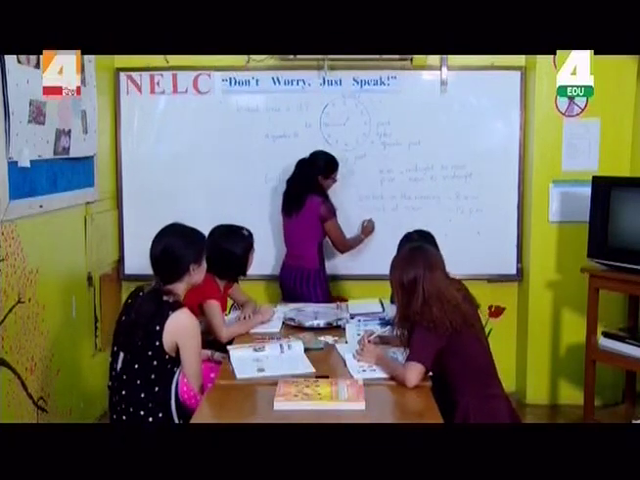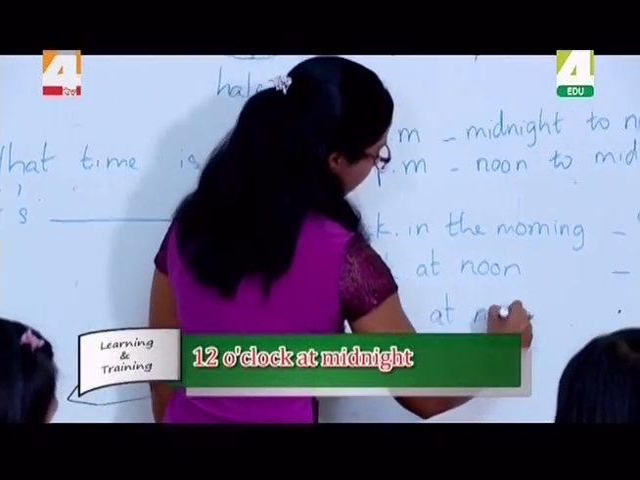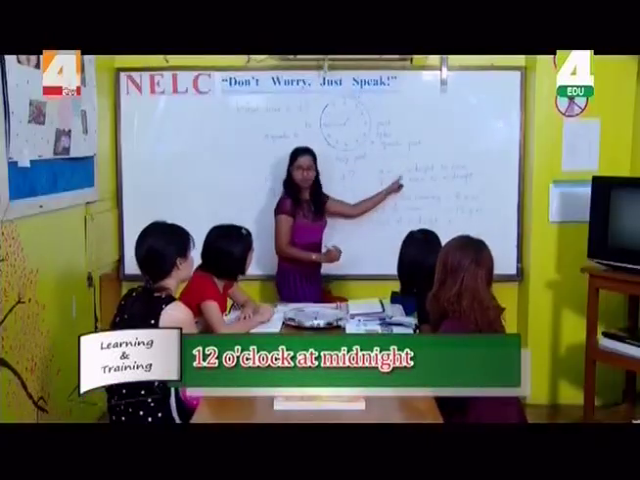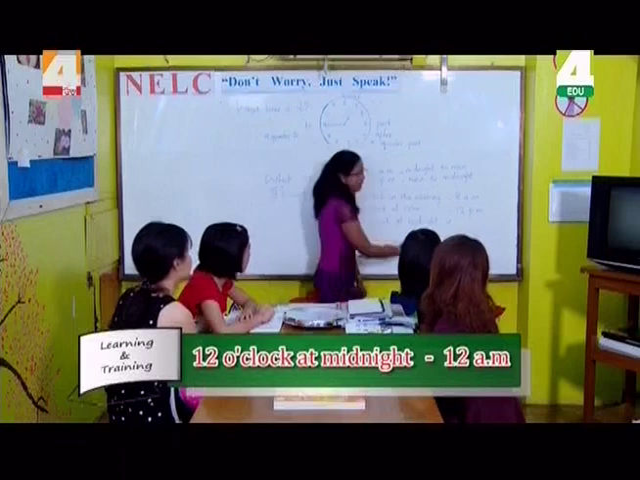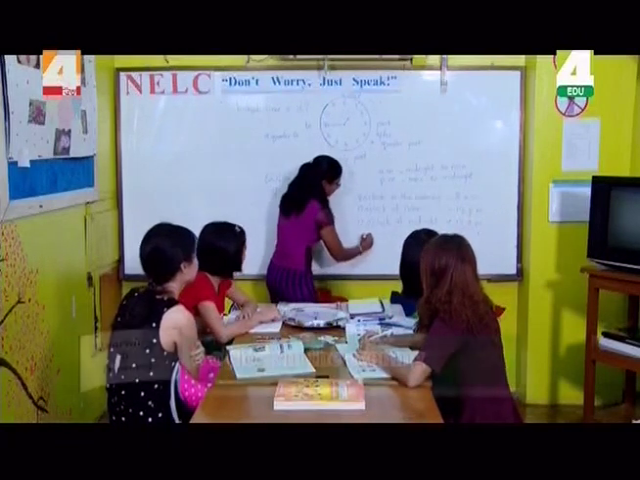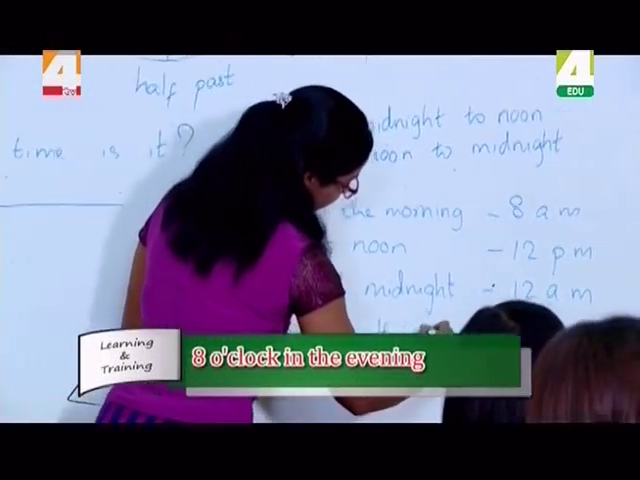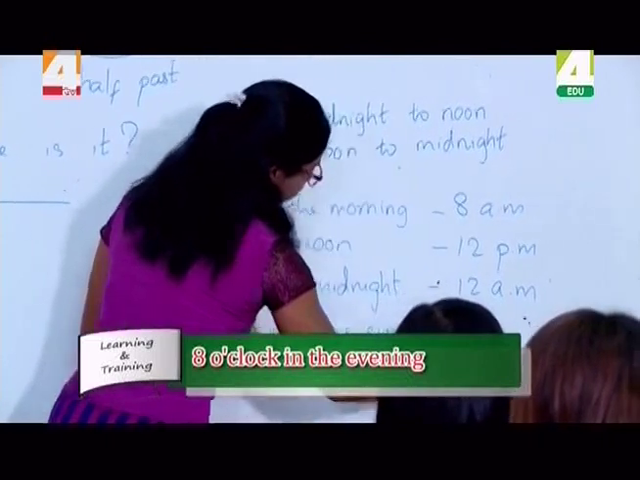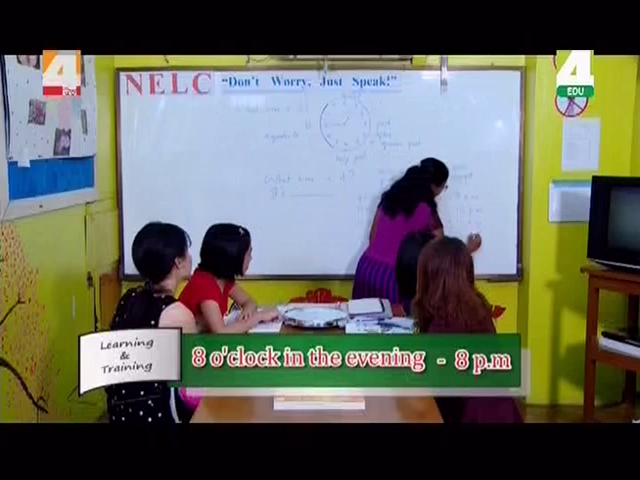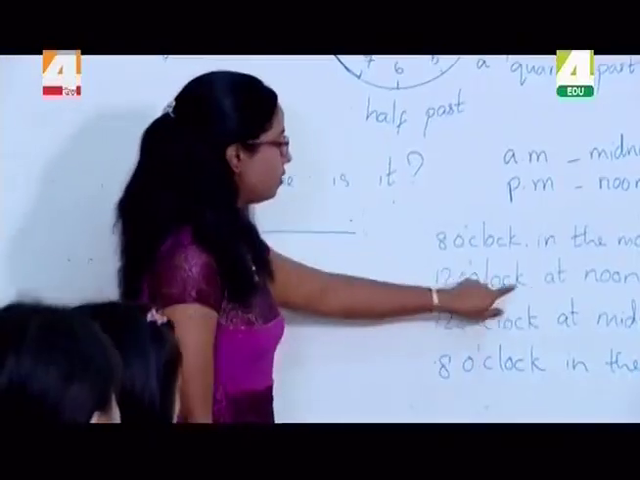Another one, look at this one. 12 o'clock at midnight. Midnight, right? So then 12 AM, right. 12 AM. So 8 o'clock in the evening. So 8 PM, right. So students, they usually make mistake that too. Okay, so 12 o'clock at noon.